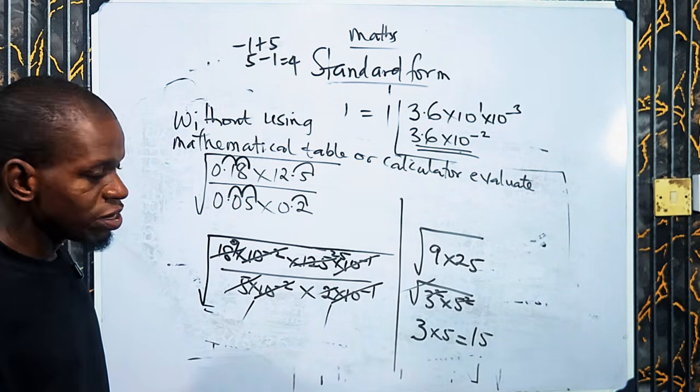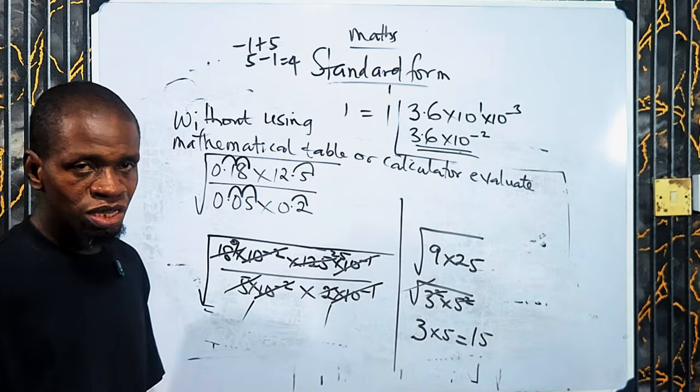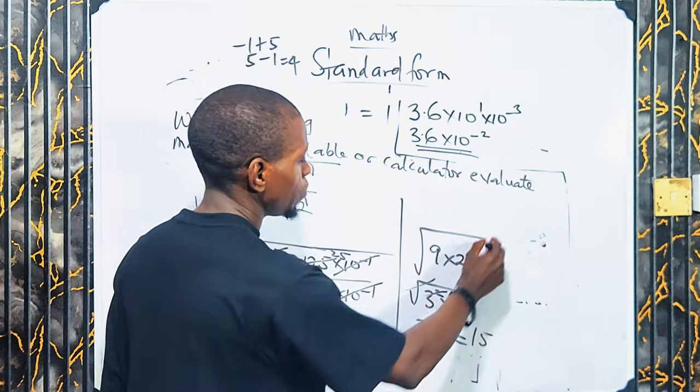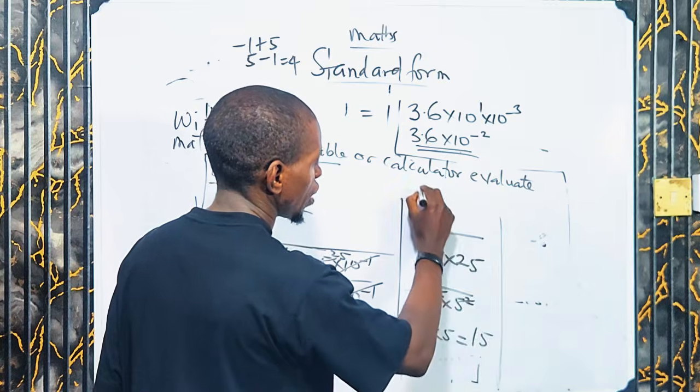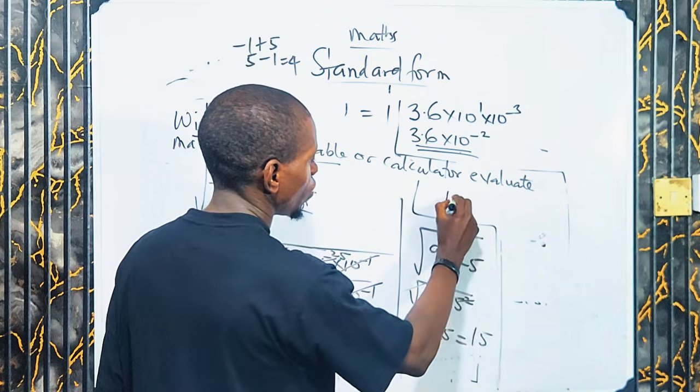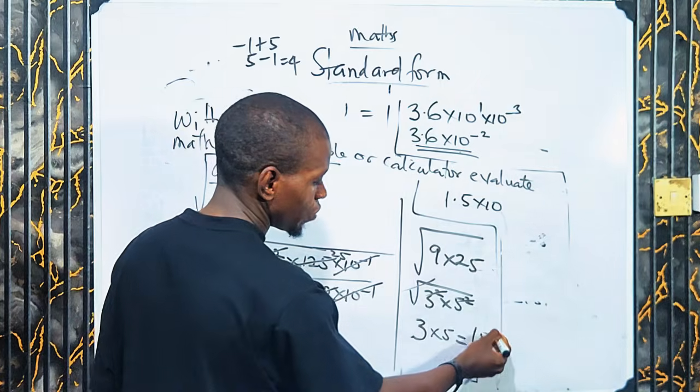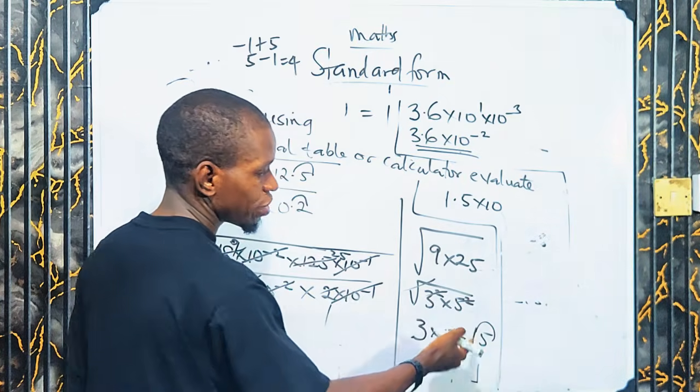Remember, after a number, the number can be 1, 2, 3, and so on. And the number that we have here is 1. So if I move it, I'm going to have it as 1.5 times 10 raised to the power, because I move it only once, and I move from back to front.